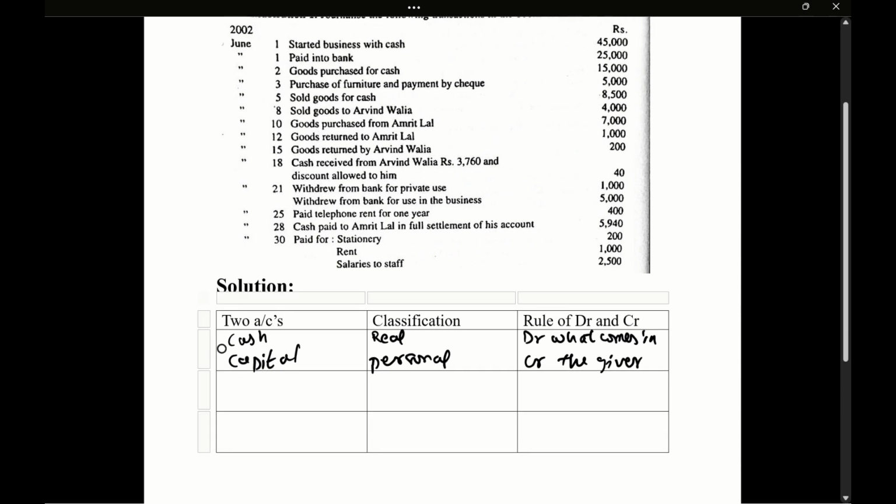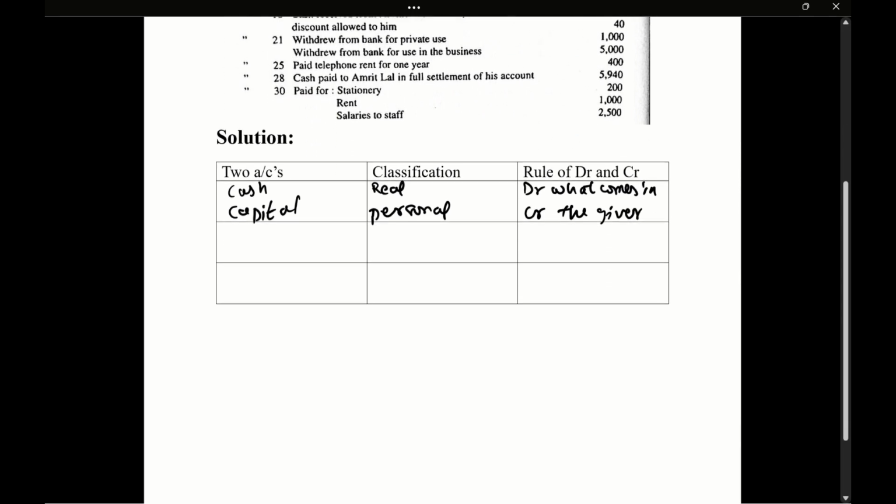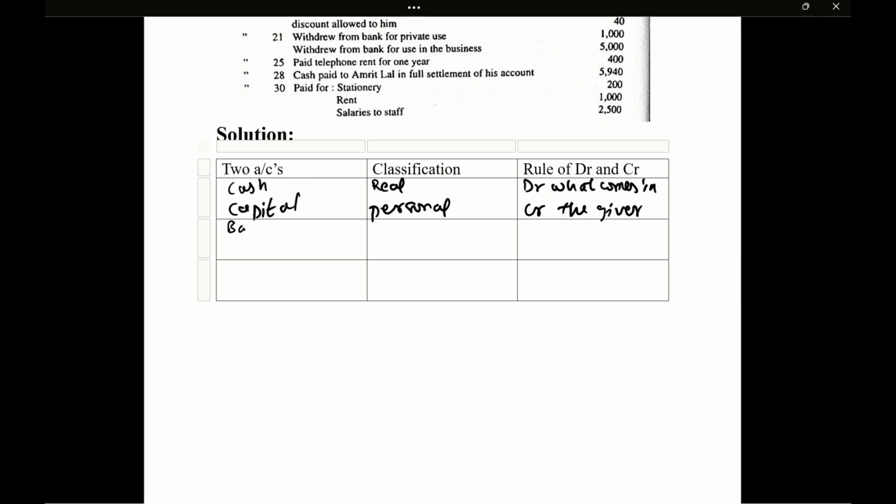Next we have paid into bank. So here we have bank and cash. Bank is a personal account, cash is a real account. Here we have debit the receiver, and here we have credit what goes out.